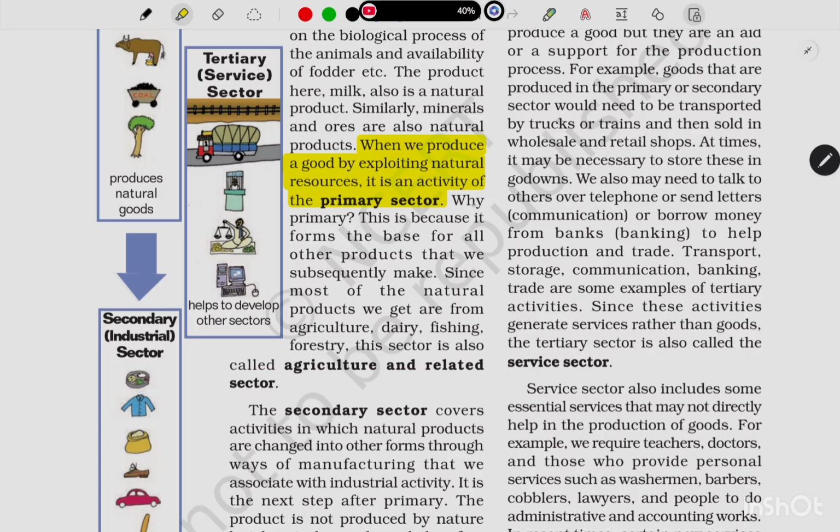Now why primary? This is because it forms the base for all other products that we subsequently make. Since most of the natural products we get are from agriculture, dairy, fishing, forestry, this sector is also called the agriculture and related sector. These both are 1 mark questions.